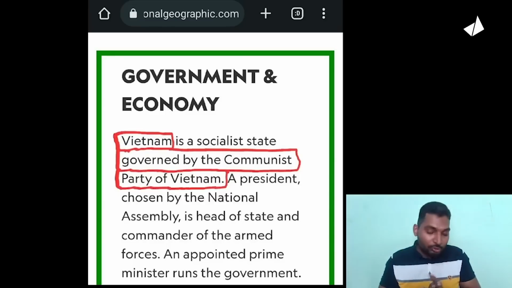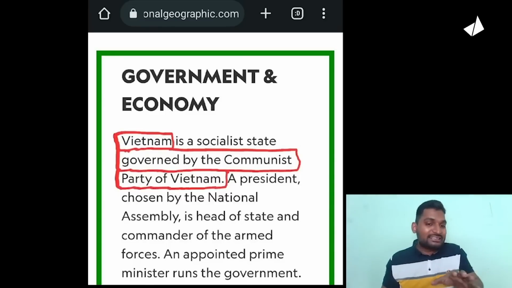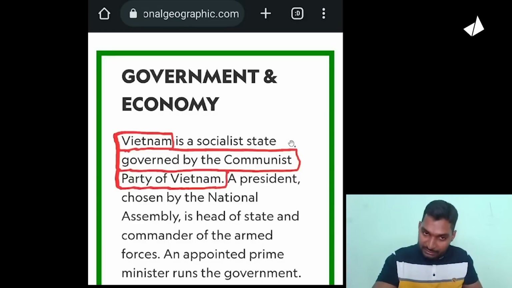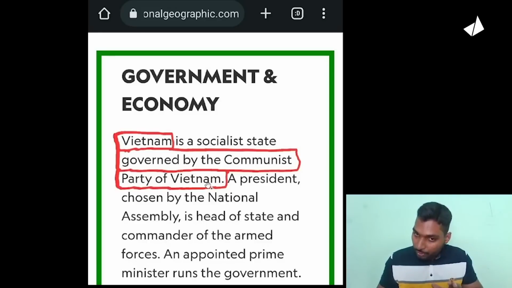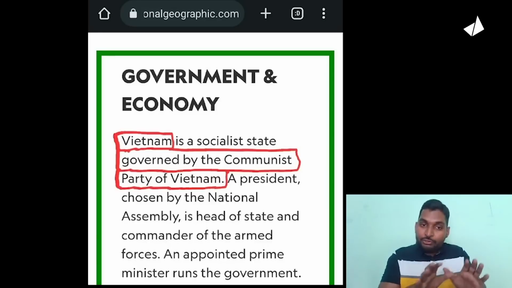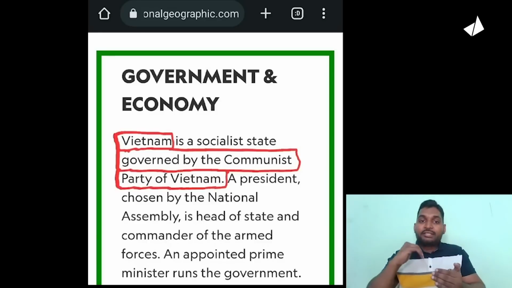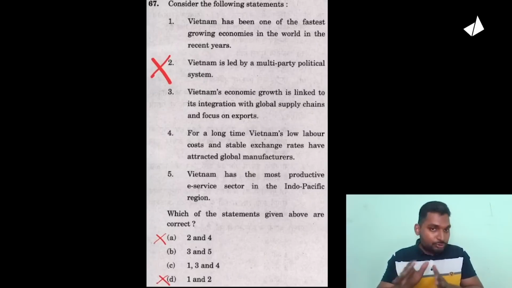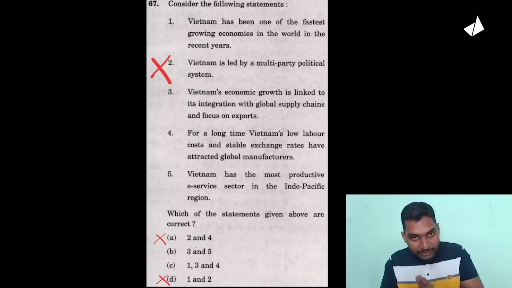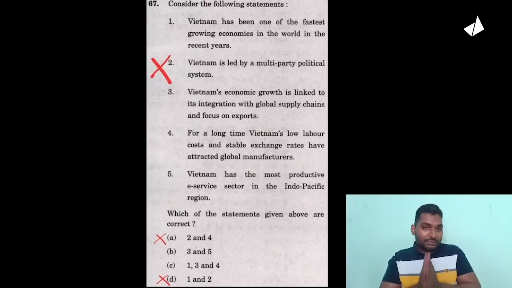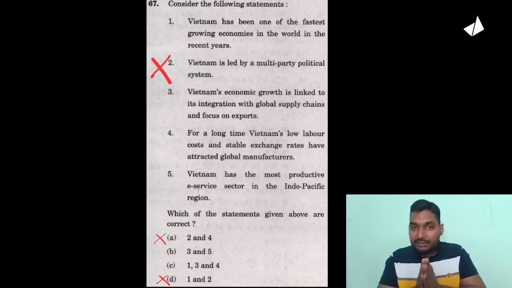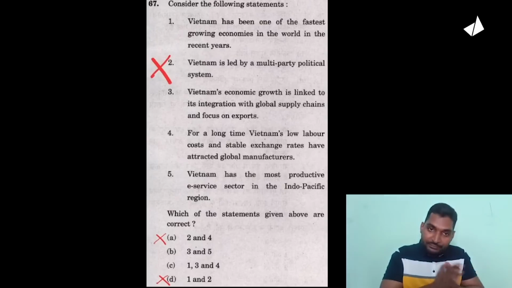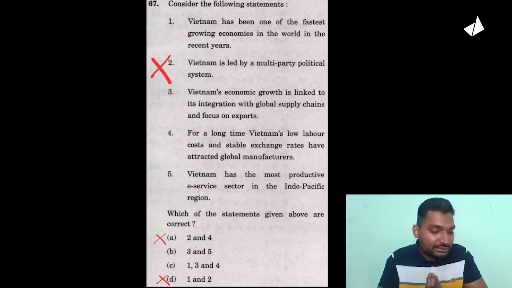Now this is one among those results. This is from National Geographic, which says Vietnam is a socialist state governed by the Communist Party of Vietnam. All right, this is something we know so far. Now in 2022 prelims, there was this question. Statement 2 here states that Vietnam is led by a multi-party political system, which is patently wrong. We just saw that through our level 4 research.